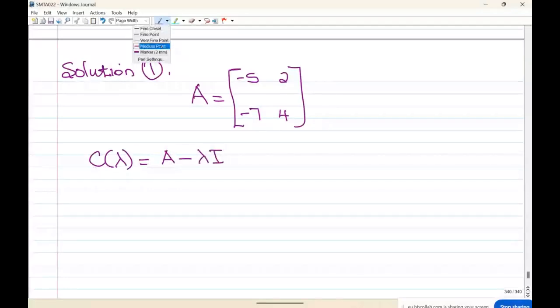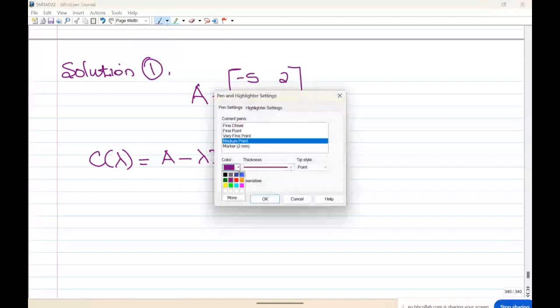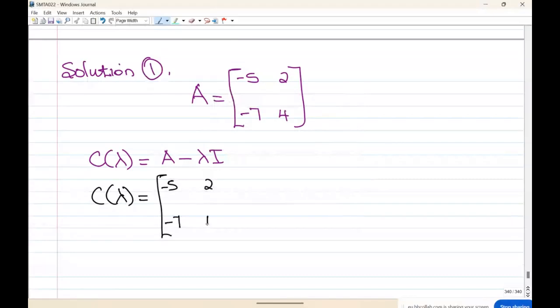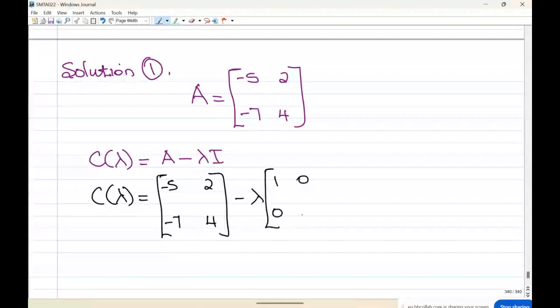Are you still there, colleagues? Then from here, you will say the C lambda will be equals to, we can go step by step for now, but from number 2 going up, we are not going to follow all the steps. Minus lambda multiplied by the identity, which is going to be the size of A. A is 2 by 2, meaning the identity will be 2 by 2.